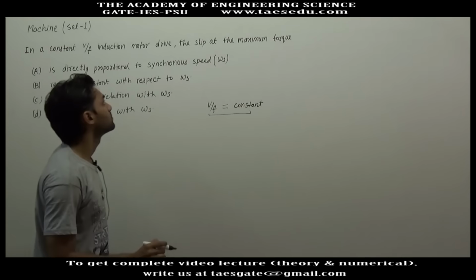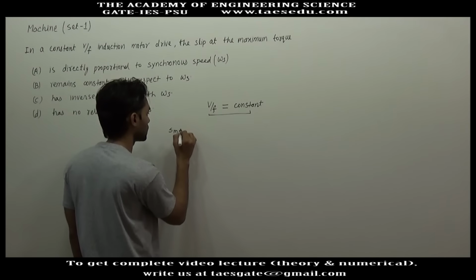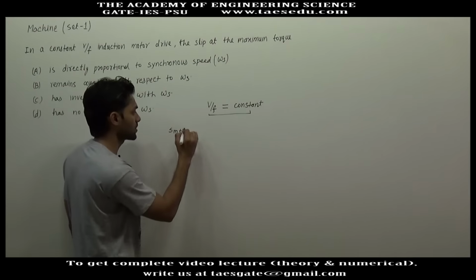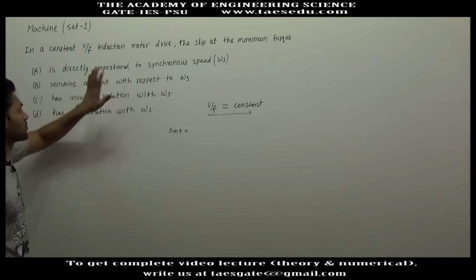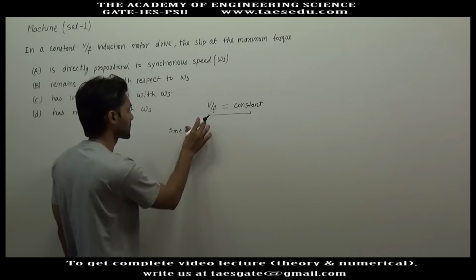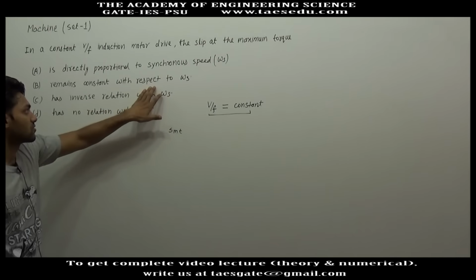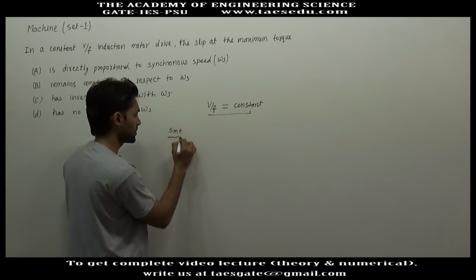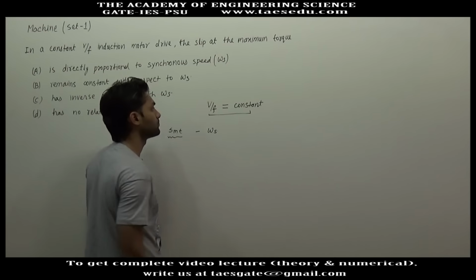So in this method, for the slip at maximum torque, there are 4 statements. The first statement is the slip at maximum torque is directly proportional to synchronous speed. The second statement is it remains constant with respect to synchronous speed. Basically, we have to find out the relationship between SMT, slip at maximum torque, and synchronous speed.